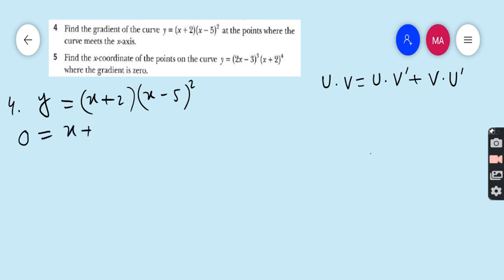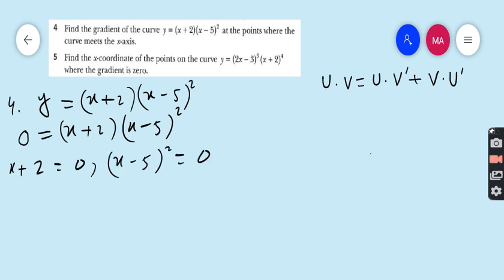So 0 equals (x plus 2)(x minus 5) whole square. This implies that x plus 2 equals 0 and (x minus 5) whole square equals 0. This implies that x equals minus 2 and x equals 5. So these are 2 points where the curve meets the x-axis.